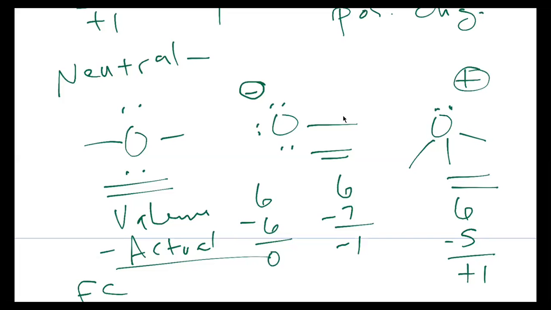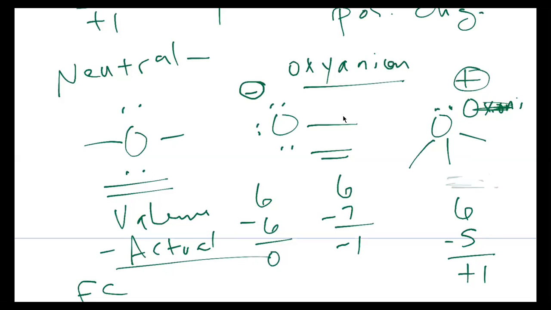Okay, so here, if it's a negatively charged oxygen, we call it an oxyanion. And then if it's positive, we call it an oxonium. Not enough room. Let me erase something down here. If it's positive, we call it an oxonium. If it's neutral, it's just oxygen. Is that cool? Yes, thank you.